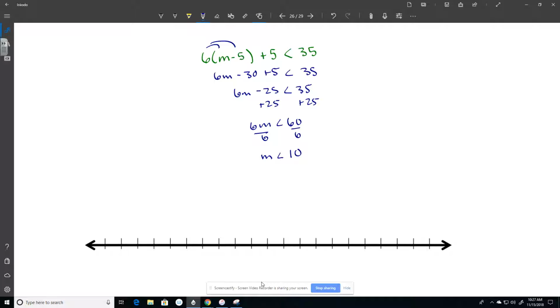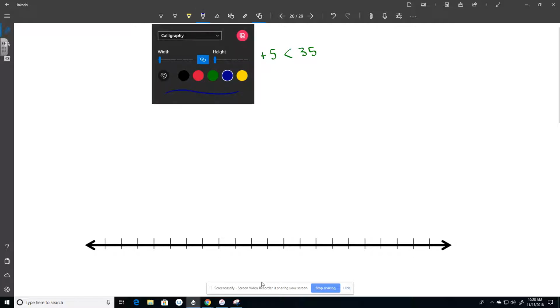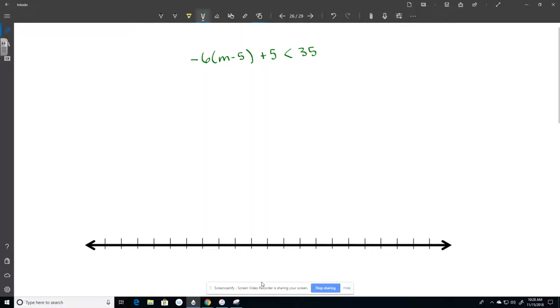So for example, in fact, let's go back. Let's change this problem a little bit. Instead of using these numbers, because we've done a couple examples with positives involved, let's change this a little bit. Let's go ahead and make this a negative 6 right here.